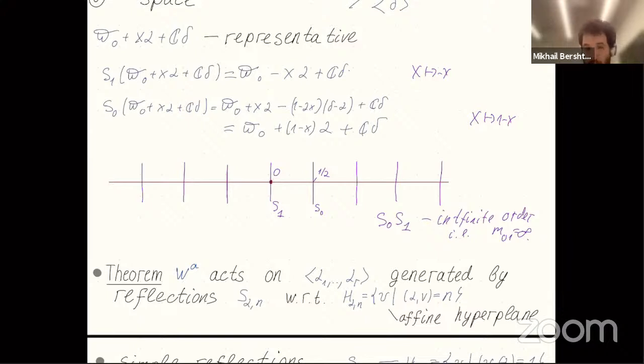This translation is an element of infinite order, and this is actually the braid relations, or some sort of absence of braid relation, for the case of SL2. In the case of SL2, this m, which we had in the braid relation, is equal to infinity. Are there any questions about this example?